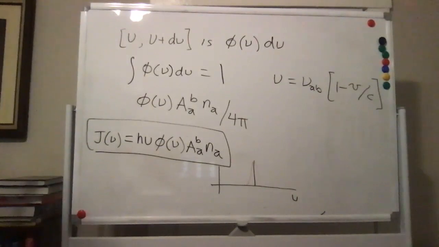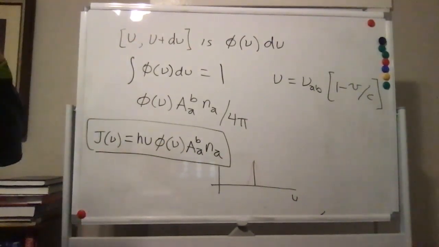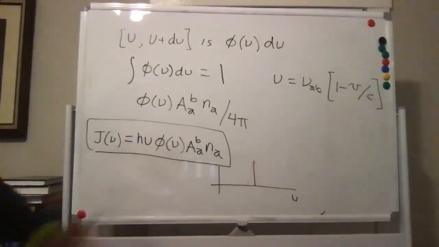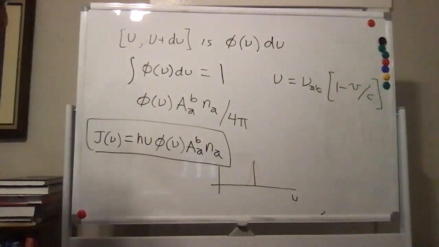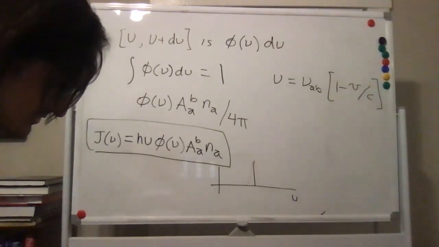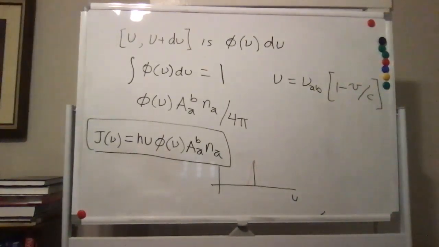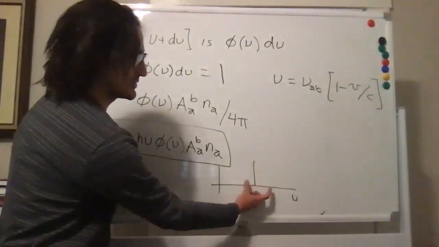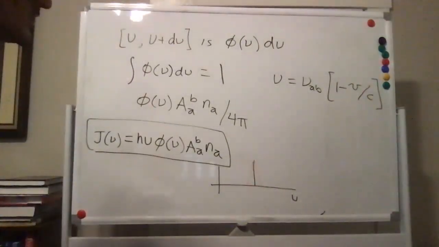Let's say that this is some cloud in between stars, some interstellar cloud. Are the particles in that cloud going to be moving? Well, of course. Yeah, but in random directions, no? So you're going to get Doppler shift in both ways? That's right. So it's going to broaden in both directions.